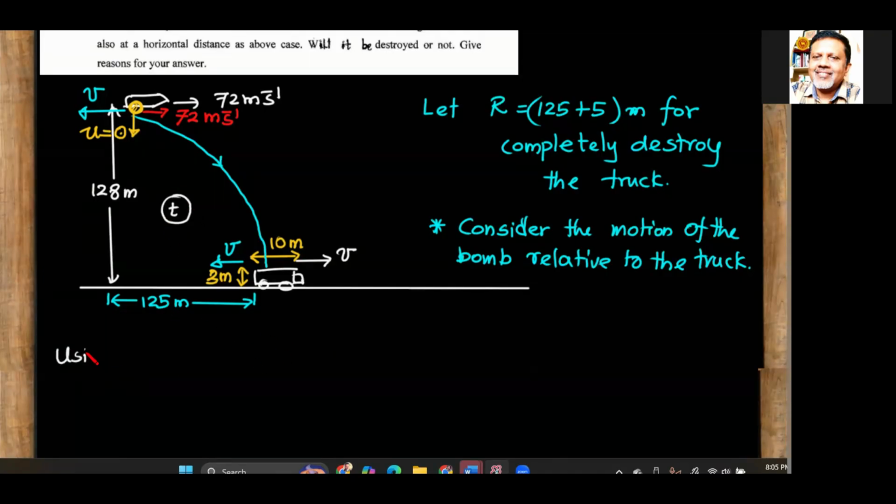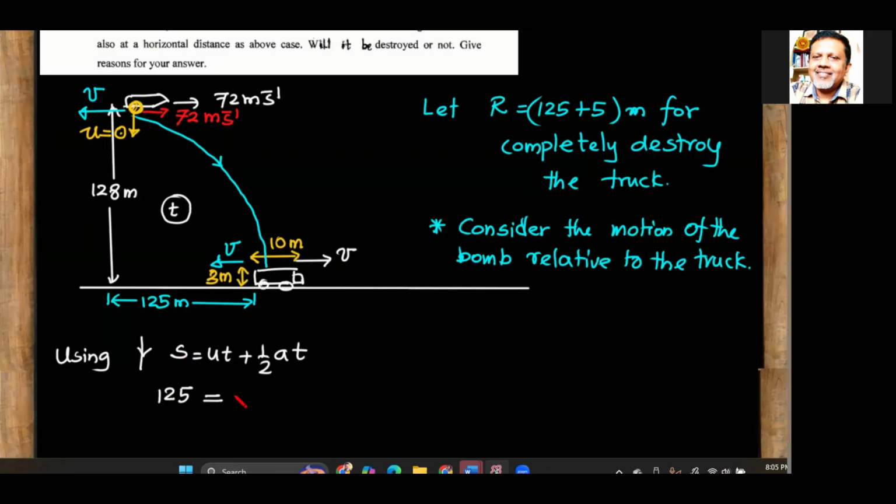Using an equation downward, something like S equals ut plus half at squared, we can find the time it takes to reach the truck, right? So for the S, actually, we are going to substitute 125 by subtracting the 3 meters from 128. So it will become easy for the calculation if you use 125.